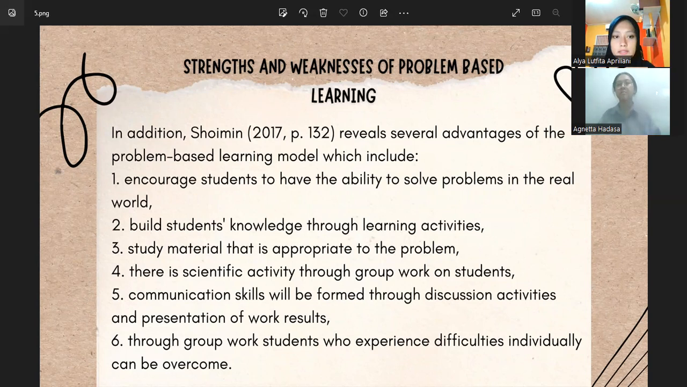In addition, Shoimin 2017 reveals several advantages of the problem-based learning model, which include: number one, encourage students to have the ability to solve problems in the real world. Number two, build student knowledge through learning activities. Number three, study material that is appropriate to the problem. Number four, there is scientific activity through group work on students. Number five, communication skills will be formed through discussion activities and presentation of work results. Number six, through group work, students who experience difficulties individually can be helped.